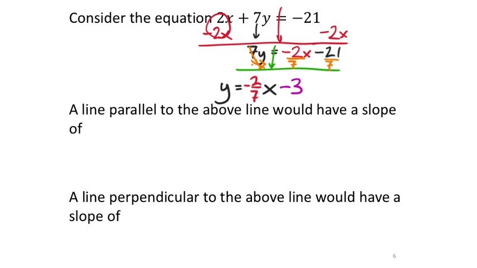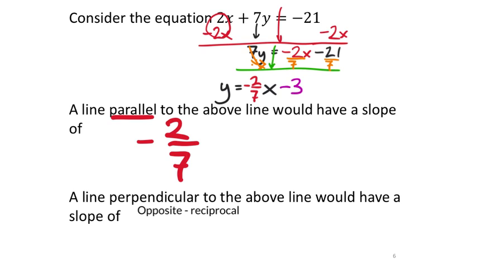So it says a line parallel to the above line would have a slope of, well, we see the slope in that slope-intercept form as negative 2 over 7. It needs to match for a parallel line. For a perpendicular line, we need the slope to be the opposite reciprocal. Okay, so we're going to change the sign and then we're going to flip it, all right?